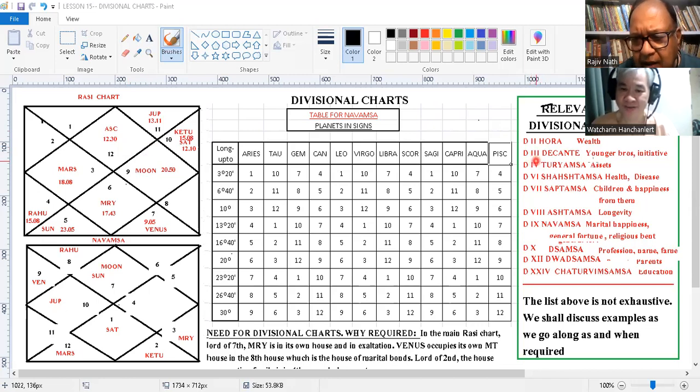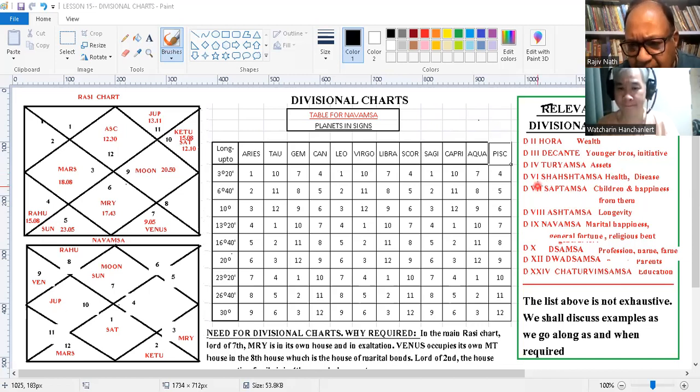D3 is for younger brothers, younger siblings, sisters also, and initiative. This list is not exhaustive; the exhaustive list you can get in that book. D4 is for assets.